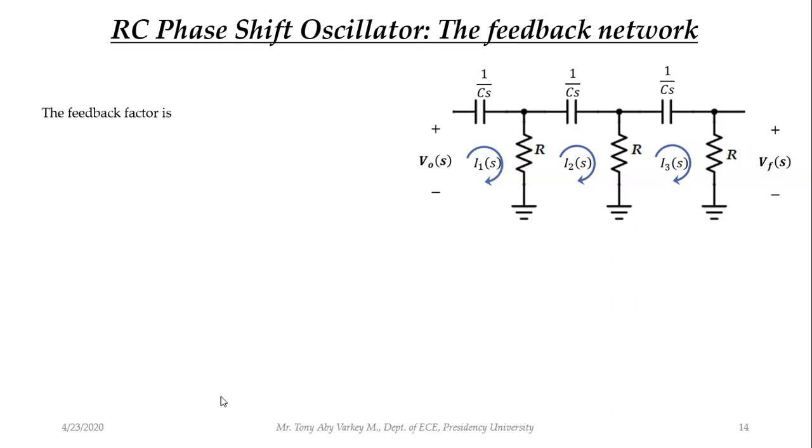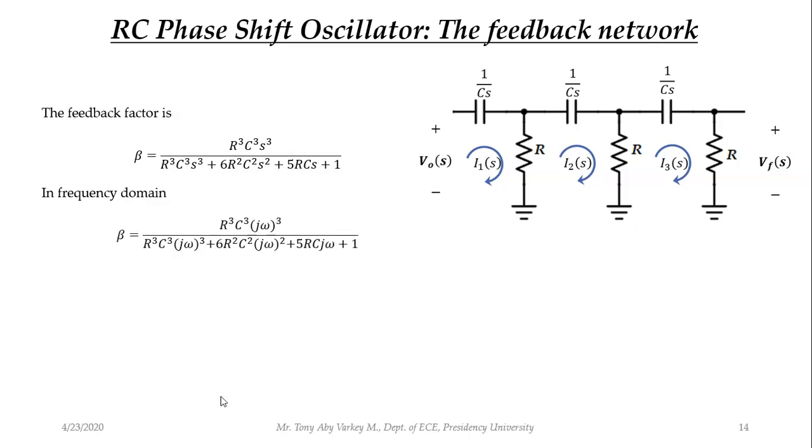Okay, so I'm writing it here again. I want to find the frequency domain equivalent, so I will replace s with j omega. What will happen? Beta will become R cube C cube (j omega) cube by R cube C cube (j omega) cube plus 6 R square C square (j omega) square plus 5 RC j omega plus 1.